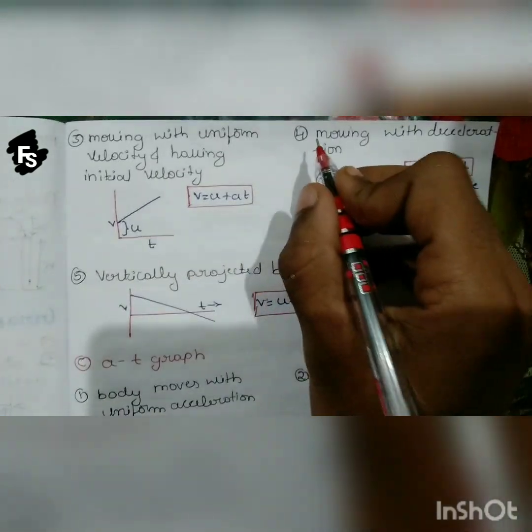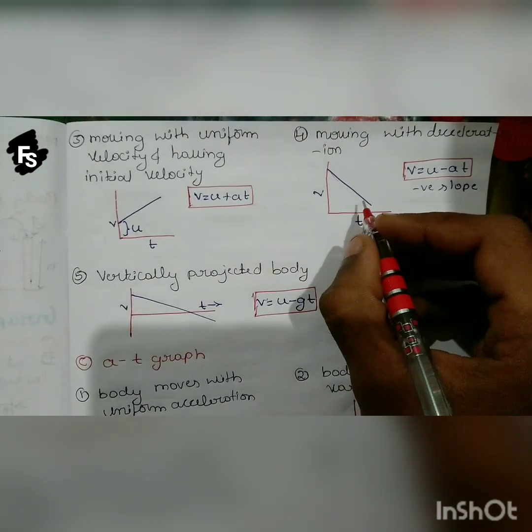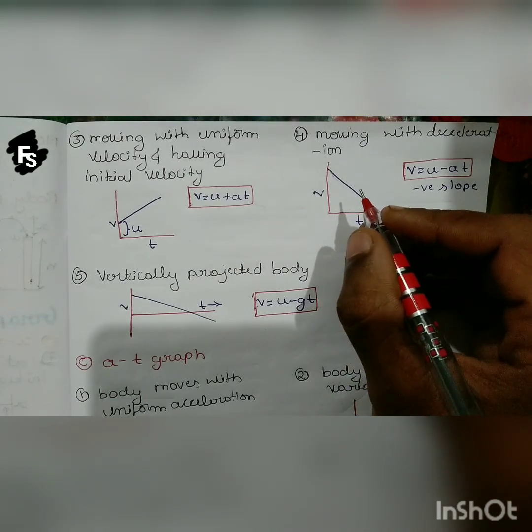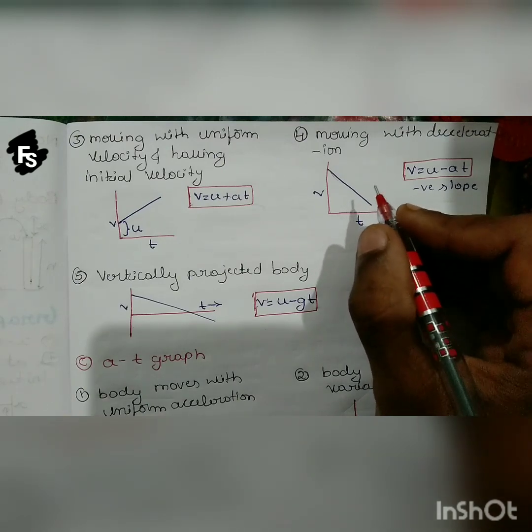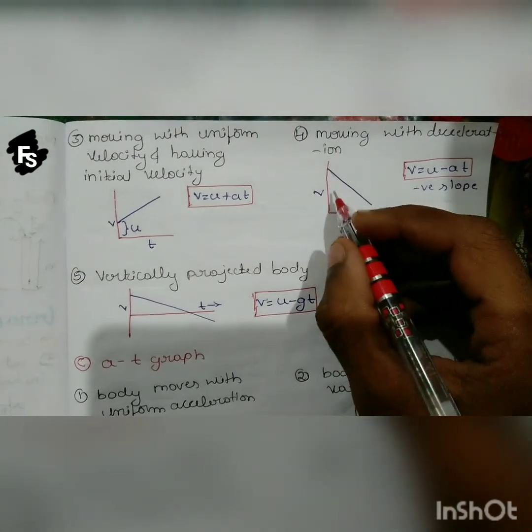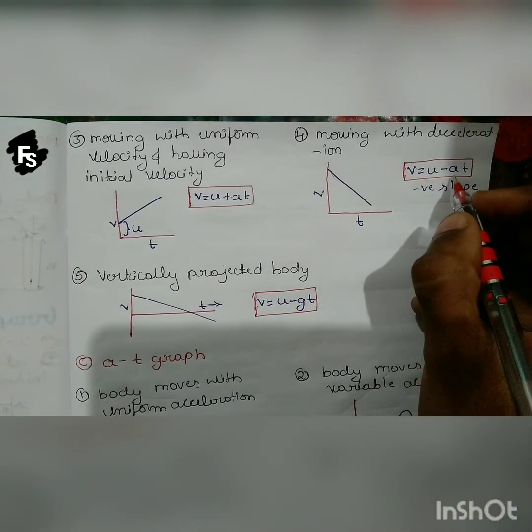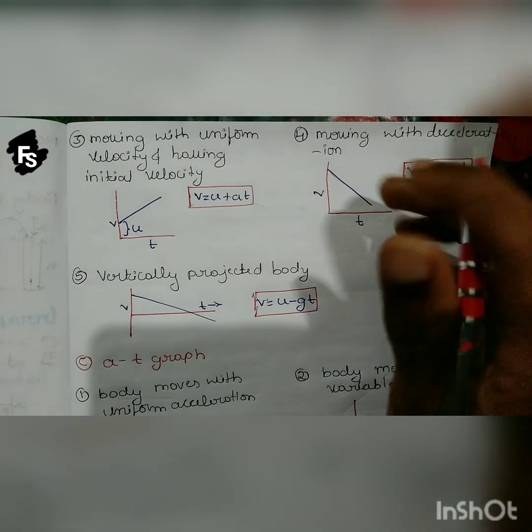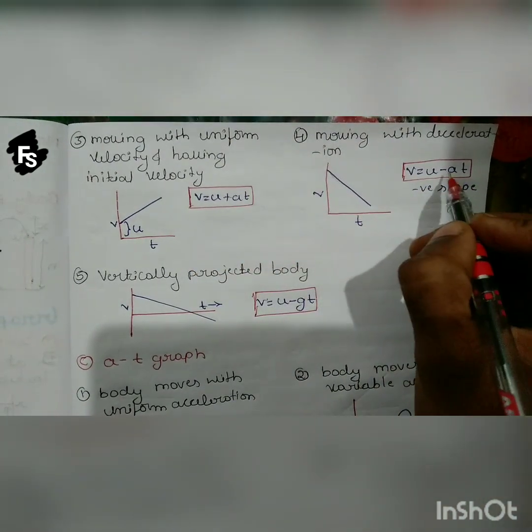Then we move into the fourth graph, moving with a deceleration. See here, as time goes on, if you decelerate the machine, then its velocity decreases while the time moves on. So the graph would be like this. The equation would be v equals u minus at. It is a negative slope, because the minus is due to acceleration being opposite to the gravitation.